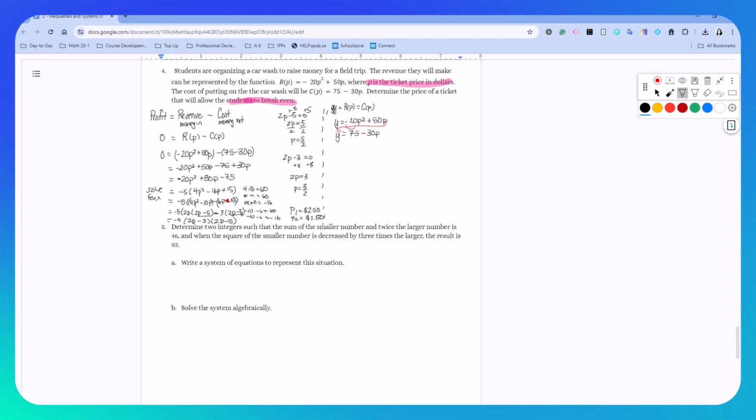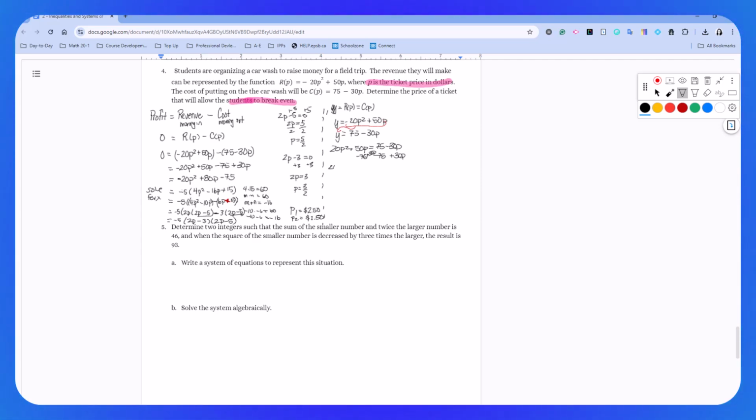Well, that really just gives us what we did in that quadratic side. So in this one, I'm going to subtract 75 from both sides. And I'm going to add 30p to both sides.